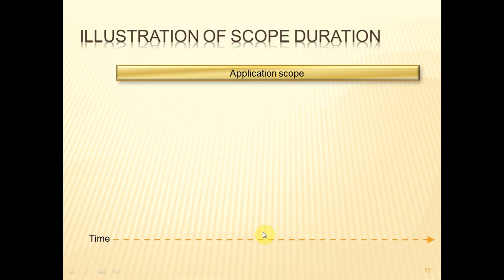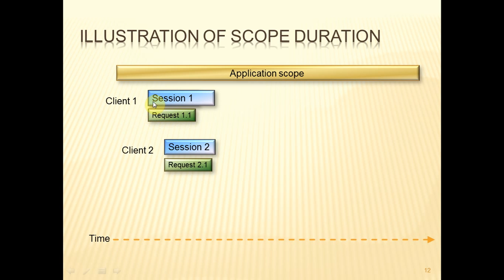Here's an illustration of scope duration. We have time dragging on from left to right, and we're assuming that the application remains active for the entirety of that time. So the application scope exists throughout the time period. Client number 1 sends in a request 1.1, and the arrival of that request will start session number 1. A little bit later, client 2 sends in a request 2.1. That creates another session.